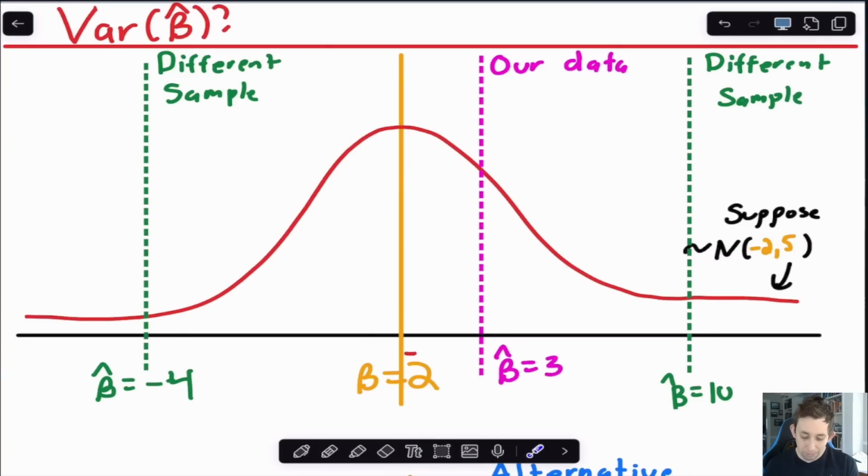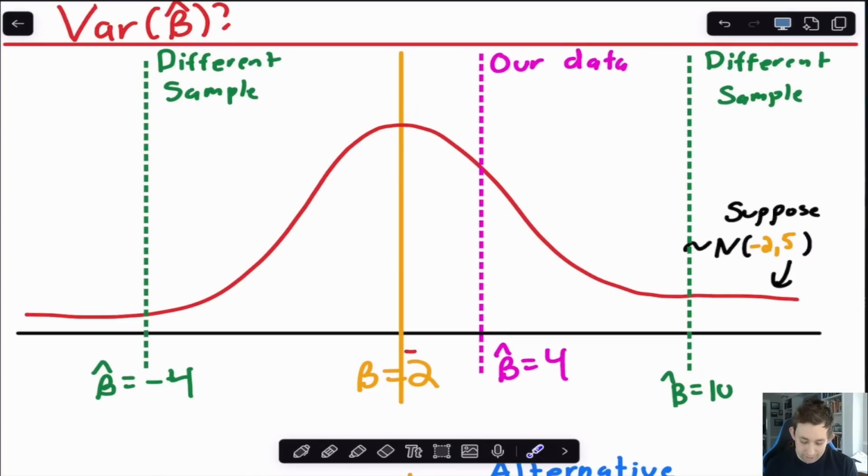Well, if I were to run this regression of stress level on number of cats on all possible samples, you might think that this beta hat across all these samples follows some distribution, and so maybe it's normal. Maybe this distribution is centered at -2, because the expected value of beta hat is equal to -2, and it's got a variance of 5.